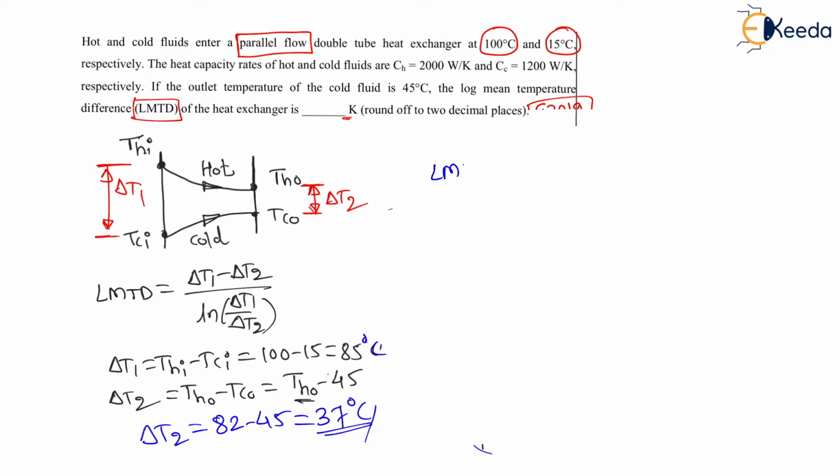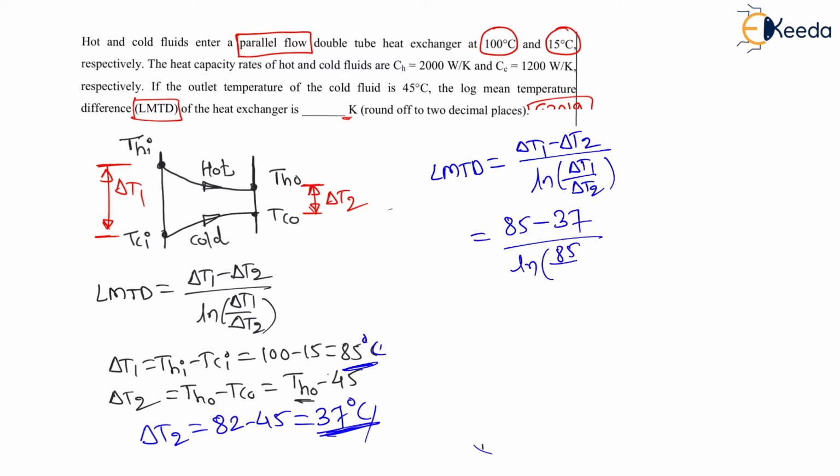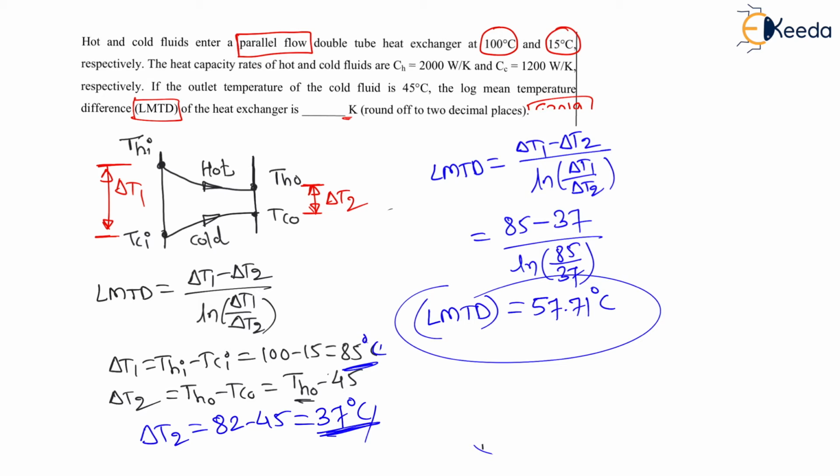Therefore here LMTD, the log mean temperature difference, is (delta T1 minus delta T2) divided by ln of (delta T1 divided by delta T2). Therefore this LMTD will become, delta T1 is 85, delta T2 is 37, divided by ln of 85 divided by 37. So my dear students, let us solve this for LMTD. Then I will get LMTD equal to 57.71 degrees Celsius, right? So my dear students, here they are asking in Kelvin.